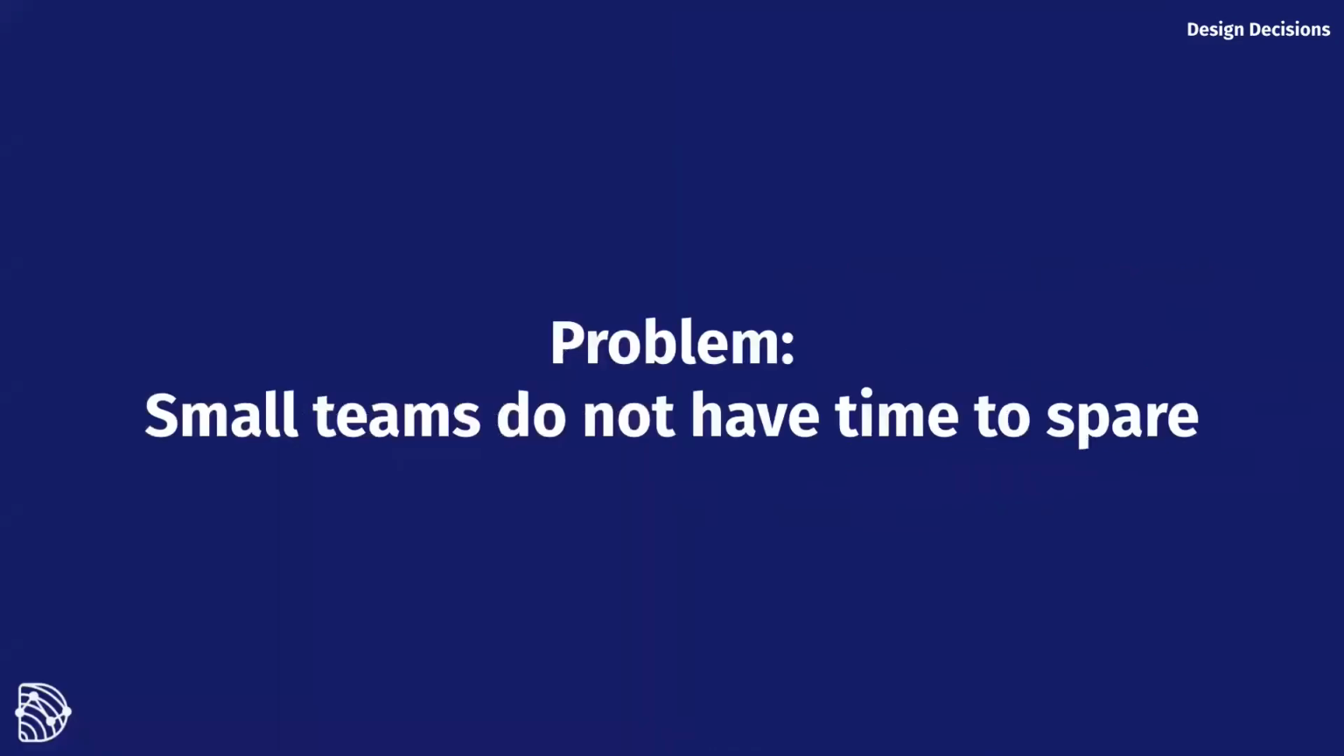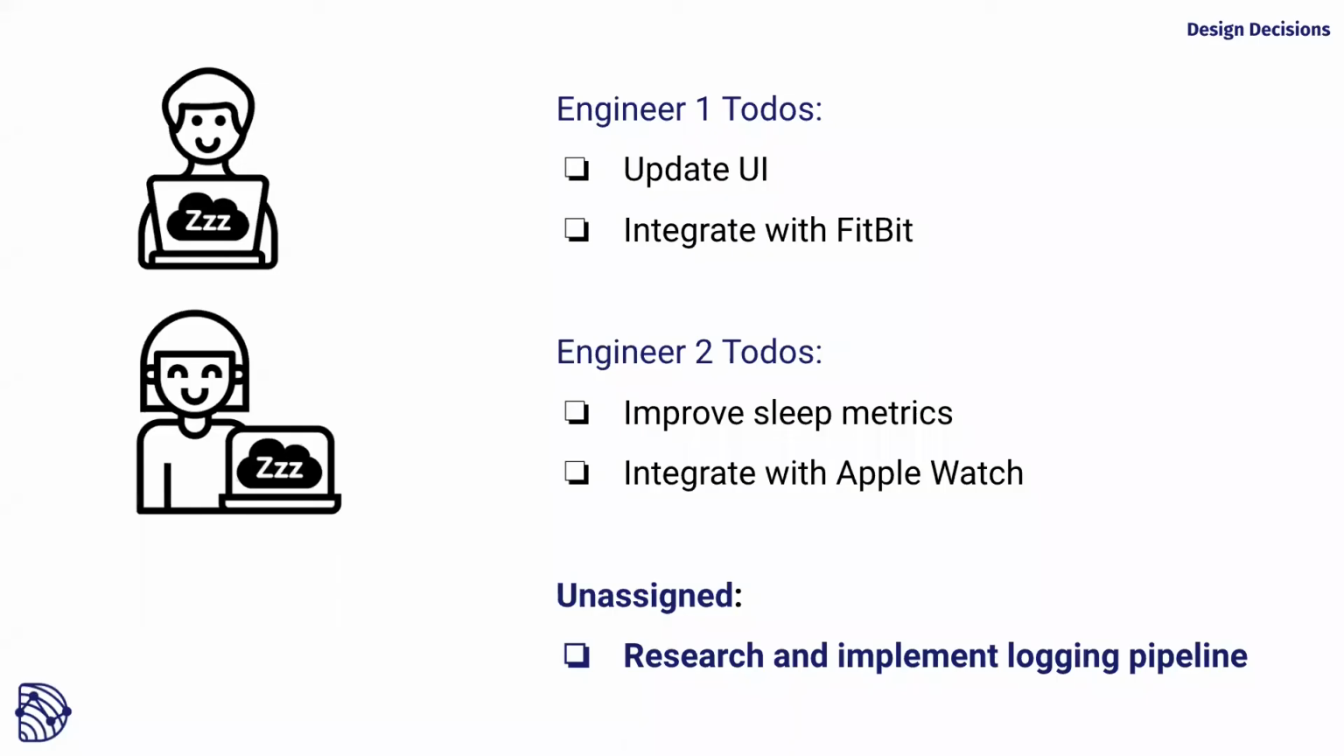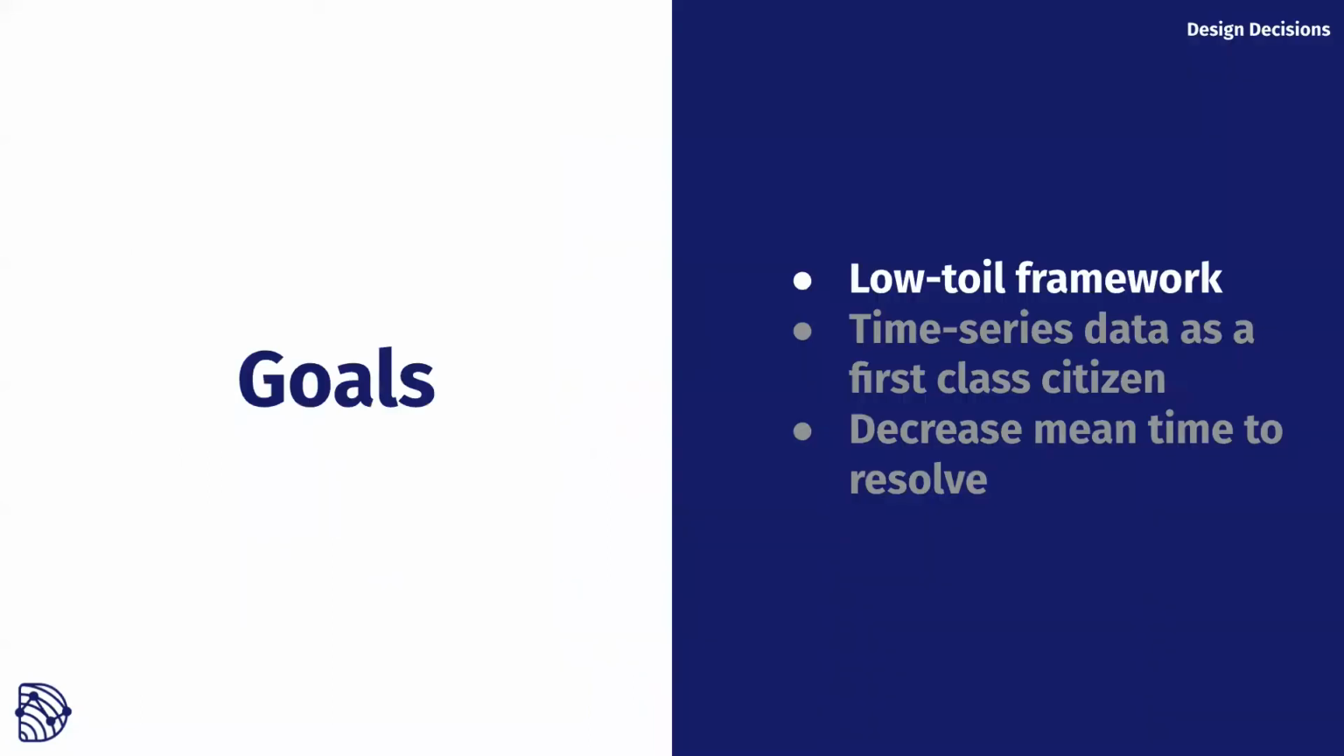The problem with integrating services is it takes time. This is time engineers could be spending on creating new features or fixing existing bugs. This is time that could be spent on areas that will immediately benefit your users. NapTime's team is small. They have mission-critical work and new features piled up and don't have time to go figure out how to string together a logging pipeline. That's why we wanted to create a low-toil framework.